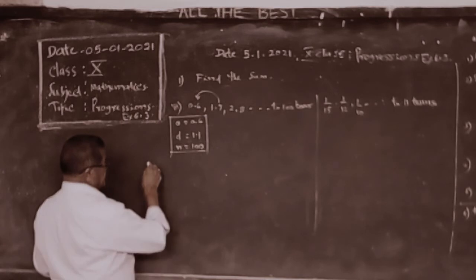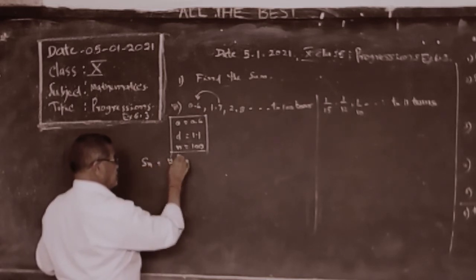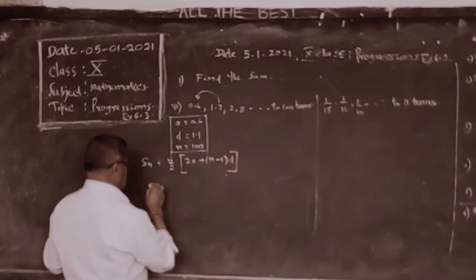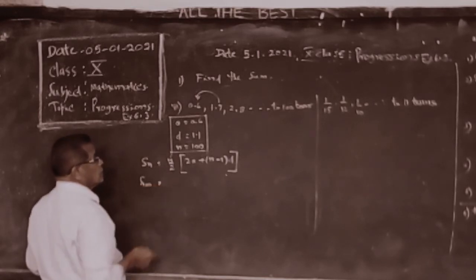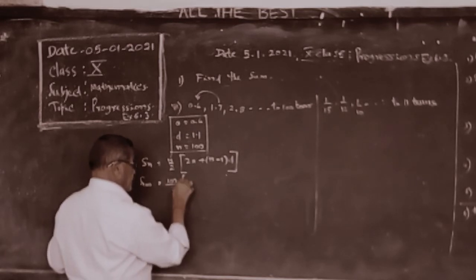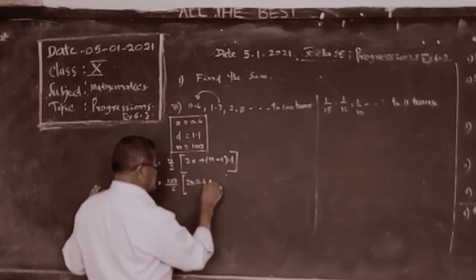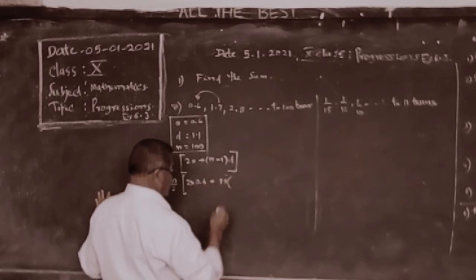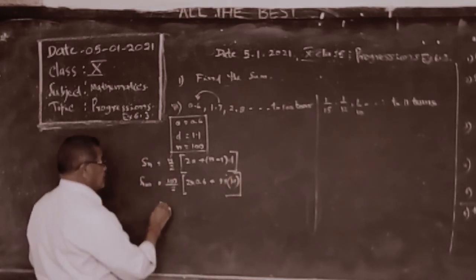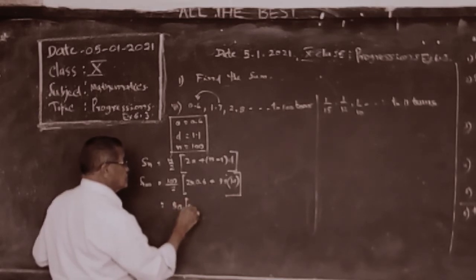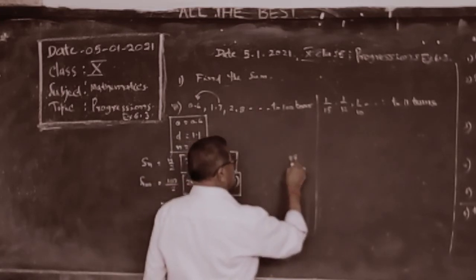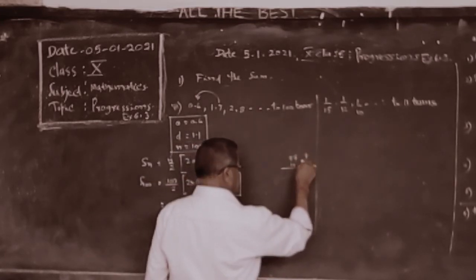Write the formula: Sn is equal to n by 2 of 2a plus (n minus 1) of d. Now S100 is equal to 100 by 2 of 2a, whose value is 0.6, plus 99 times d, whose value is 1.1. Simplify: 100 by 2 is 50. This is 1.2. And the 99 is multiplied by 1.1: 11 nines are 99.